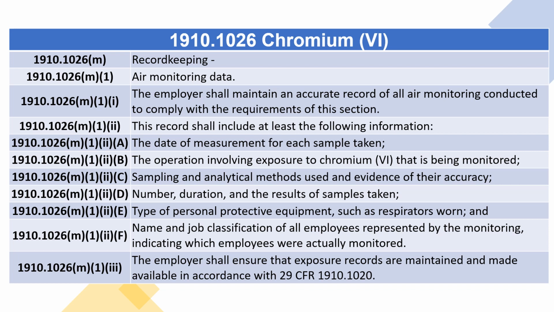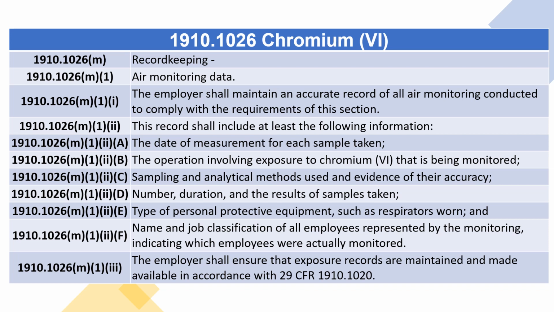1910.1026(m), Record Keeping. 1910.1026(m)(1), Air Monitoring Data. 1910.1026(m)(1)(i), the employer shall maintain an accurate record of all air monitoring conducted to comply with the requirements of this section. 1910.1026(m)(1)(ii), this record shall include at least the following information.